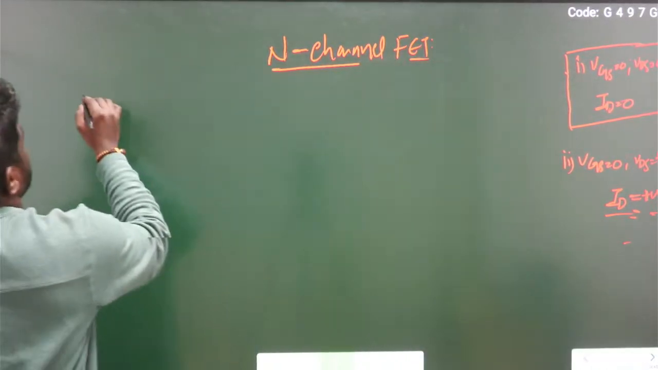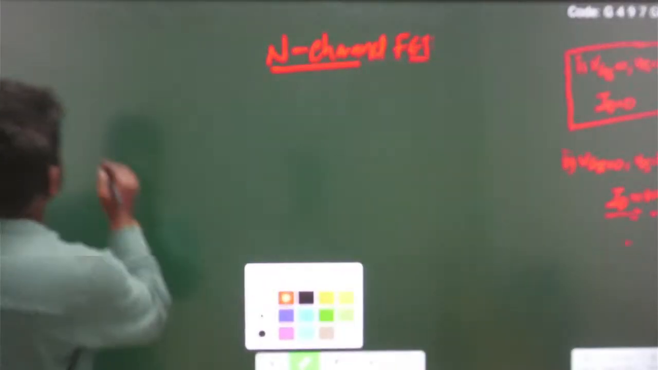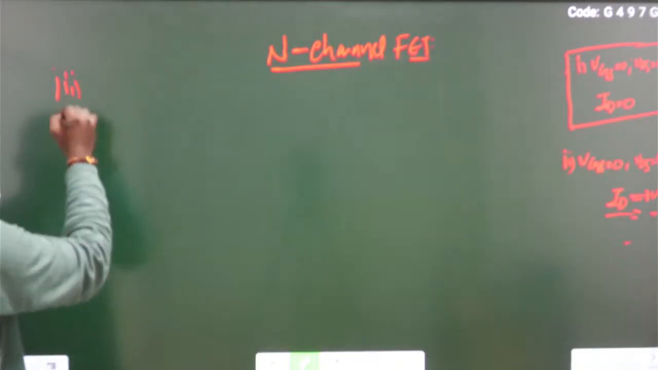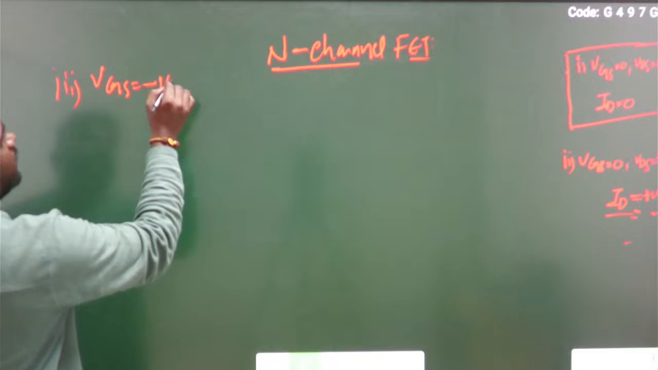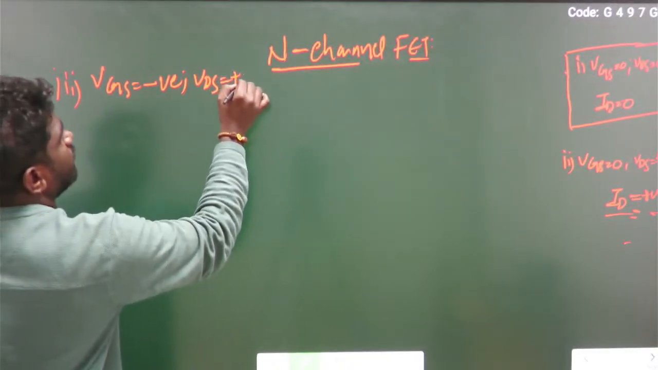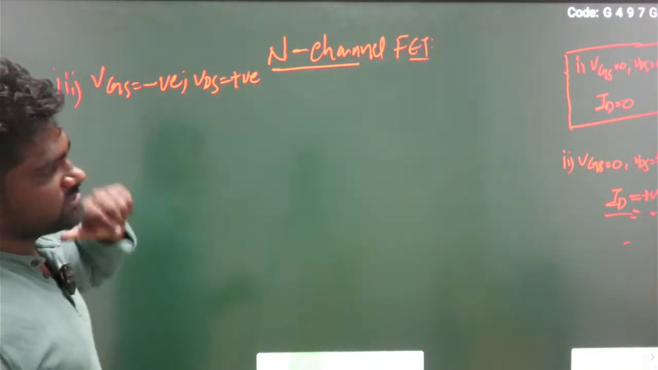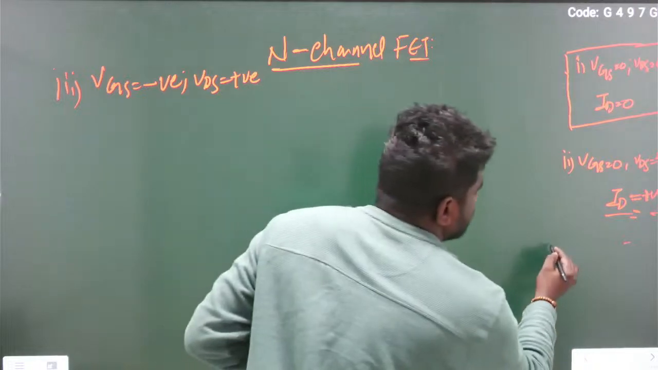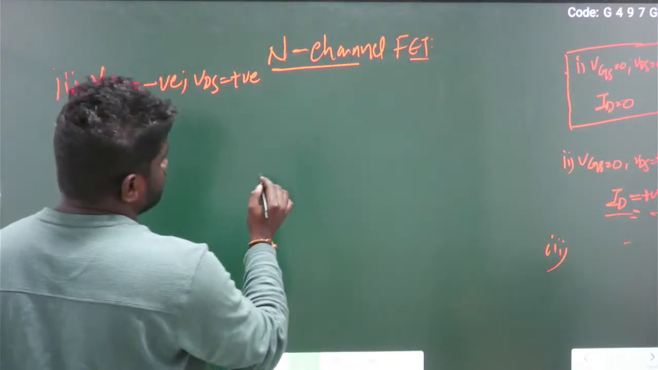Now see, the third condition was VGS is negative, with VDS keeping positive. When VGS becomes negative and VDS is positive, that was the third condition. Okay? Now see.